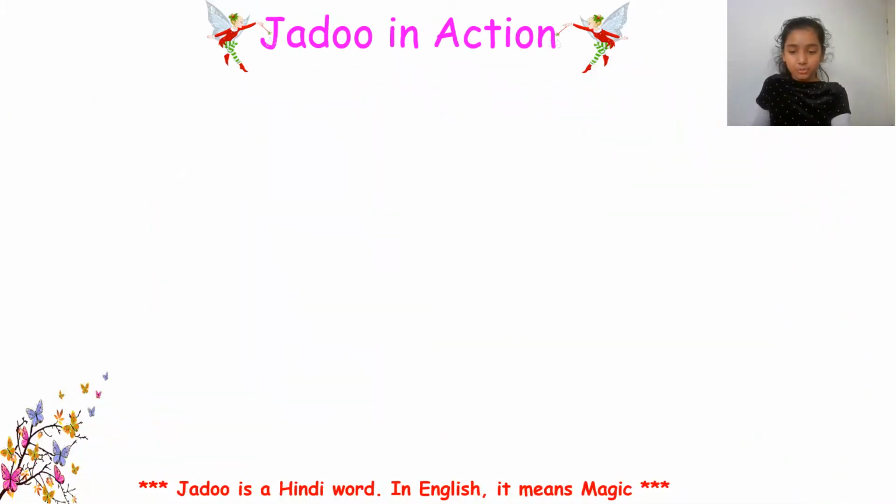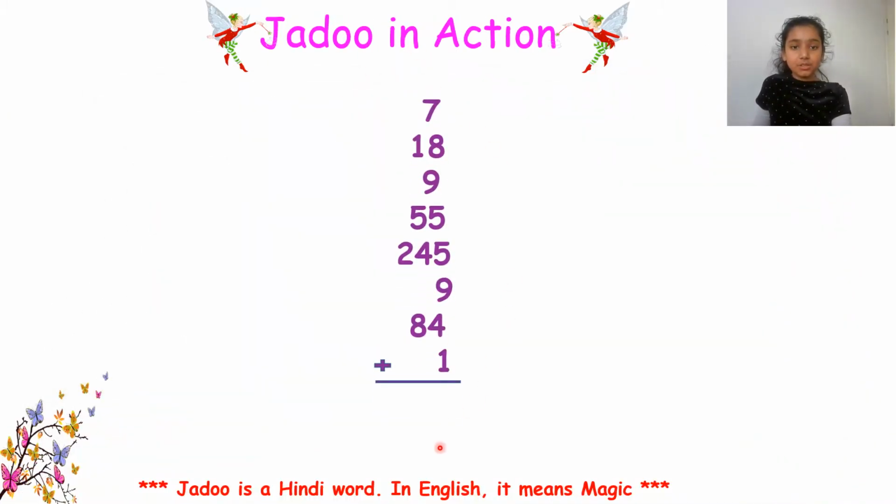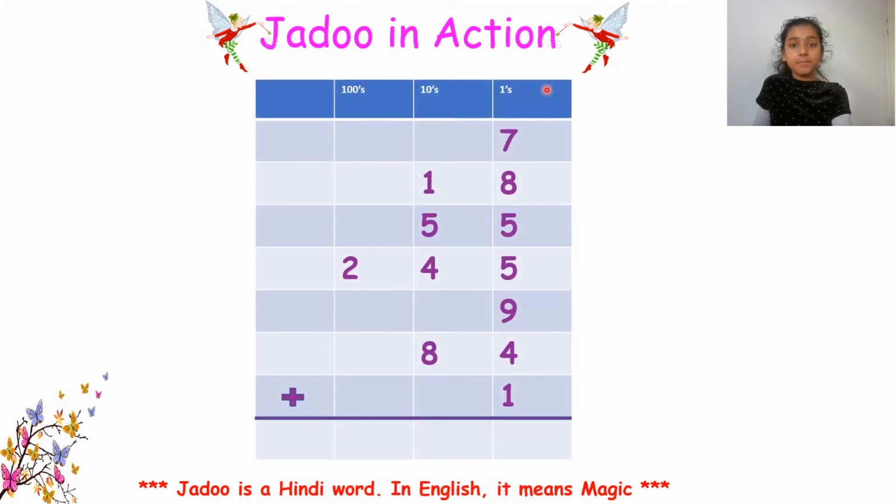Let's apply the Jadoo. For example, I took this question. I've written it in maths copy form. Start adding from right bottom. 1 plus 4 is 5, which is a single digit. 5 plus 9 is 14. Here, there are 2-digit numbers. So it's time to put a dot like this, and remember only the rightmost digit.